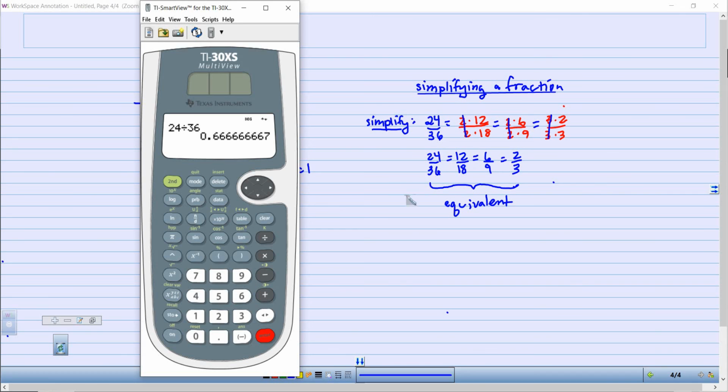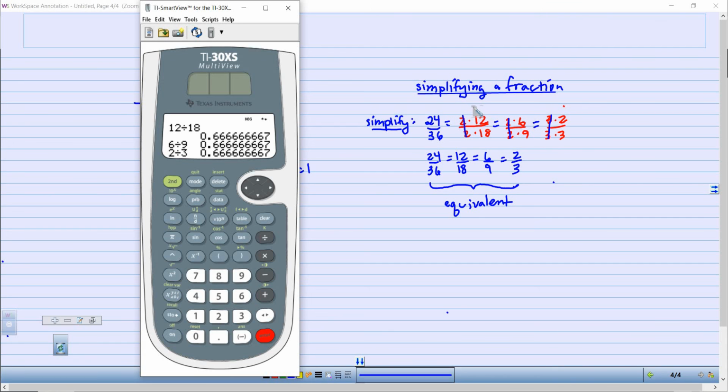Then I'm going to take the next one, 12 divided by 18, and watch what happens. I get the same number. I bet you know what's going to happen when I do 6 divided by 9 and when I do 2 divided by 3. I get the same decimal number every time. That proves that these are equivalent.